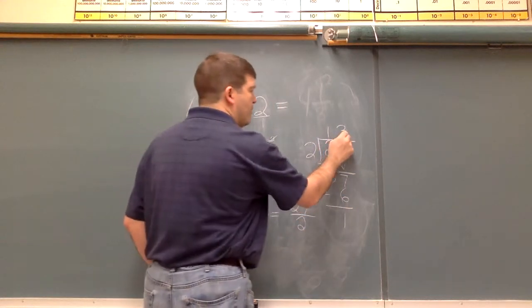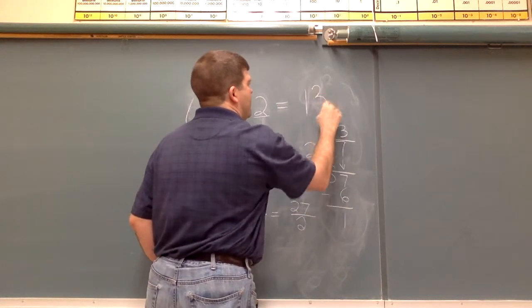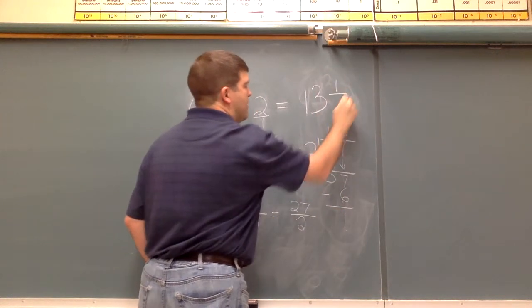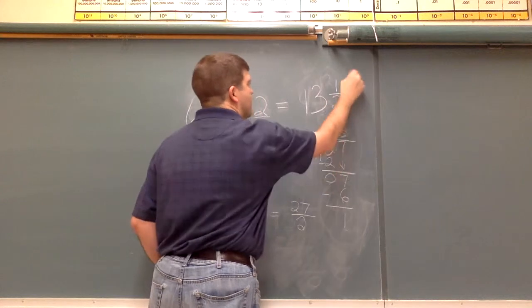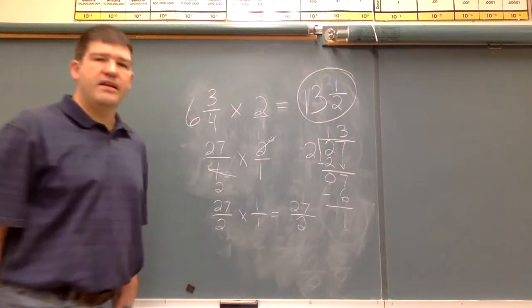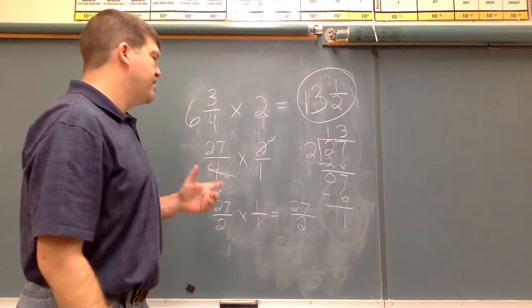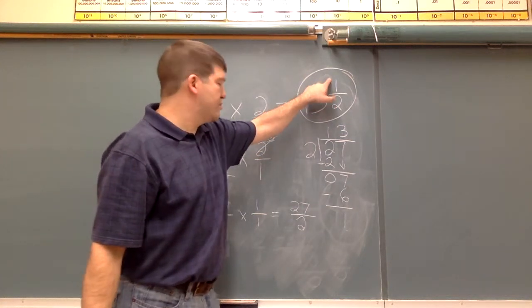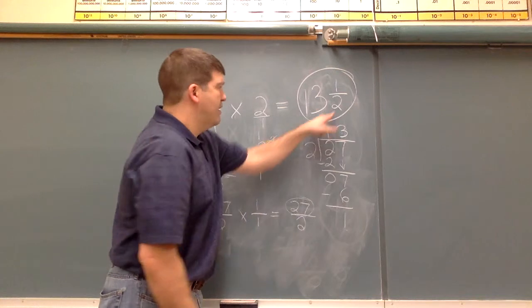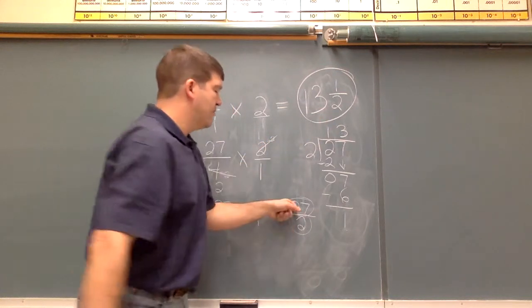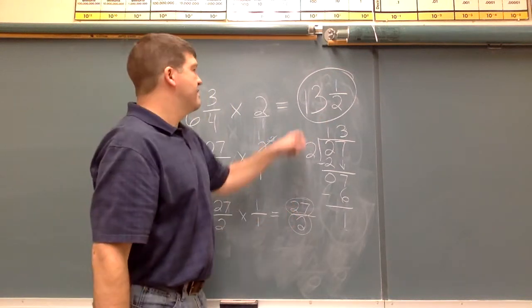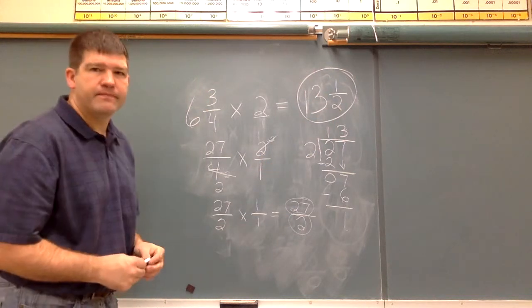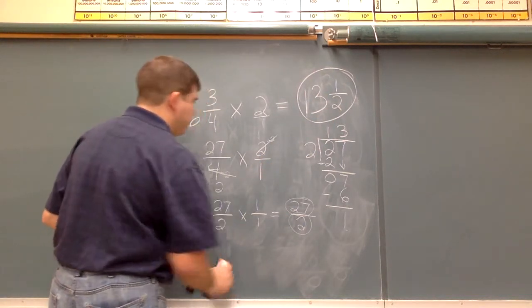So now I take my whole number here, 13. I look at my remainder, 1, and my denominator is 2. 13 and a half. And I want to check it. 2 times 13 is 26, plus 1 is 27, and the denominator is 2. 27 over 2 is the same as 13 and 1/2. So I'm good to go there. Okay.